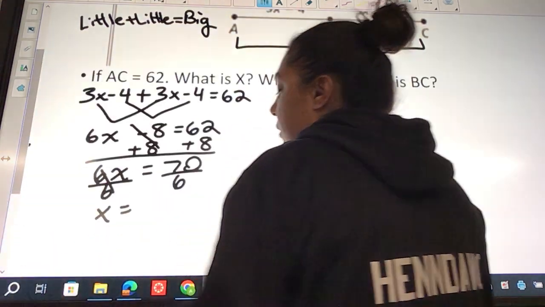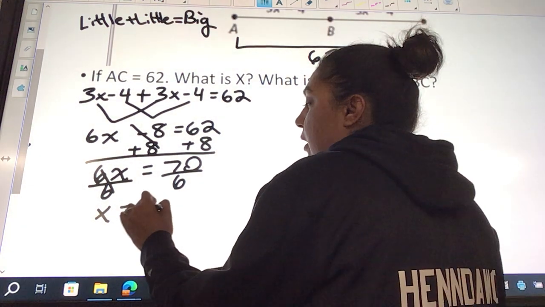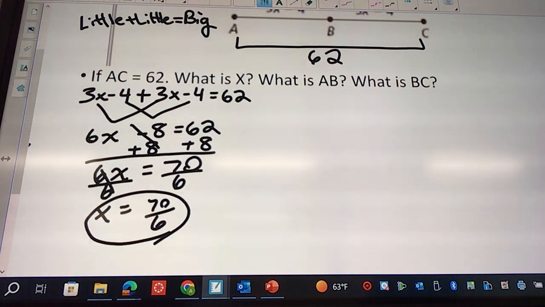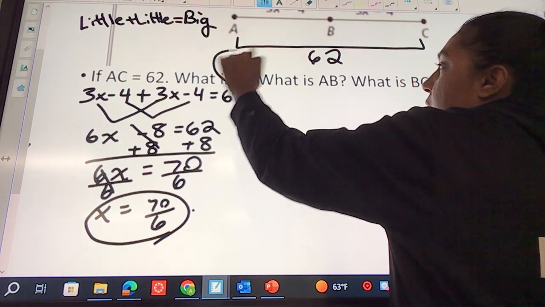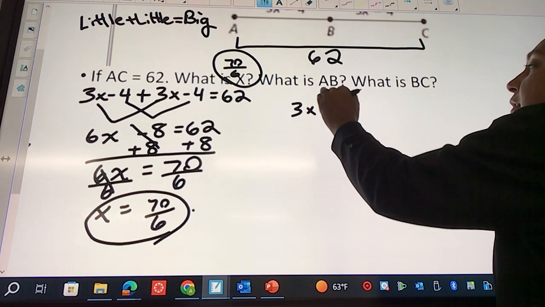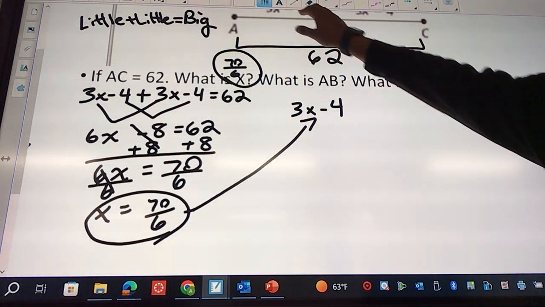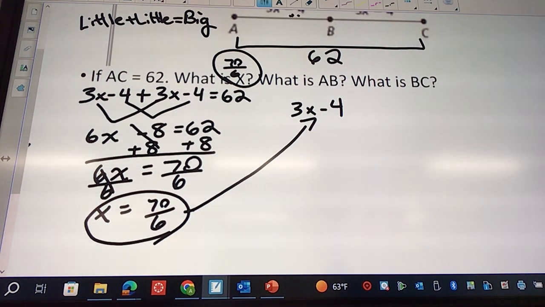And now, this comes out to be some weird number, 70 over 6, or like 11 and some change. So this is our x, and because that one is weird, I don't know what I was thinking when I made it, but that is my x, right? 70 over 6, or a decimal. What is AB? You would then take this 3x minus 4 and plug in the x, okay? And that would give us this number, and then we can solve the rest from there. So this is all the farther we're going to go on this one, because fractions are funky.